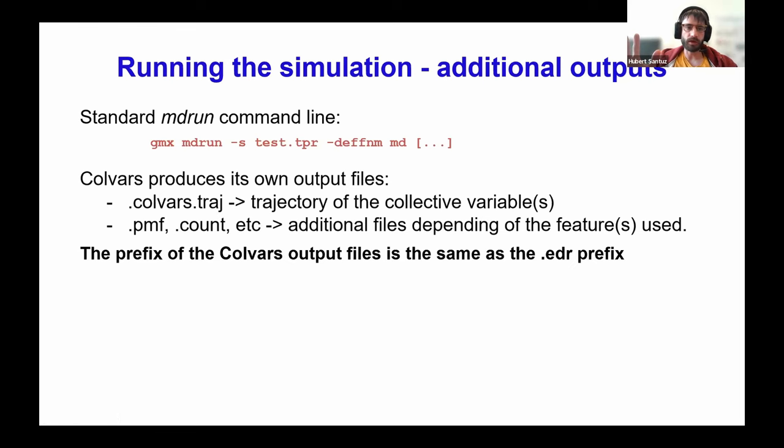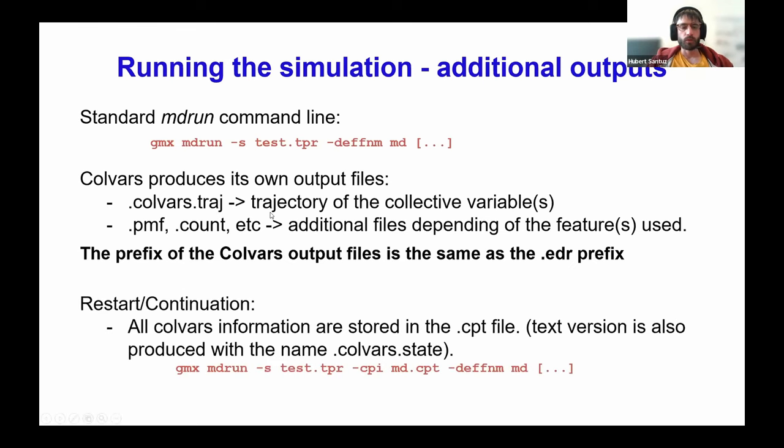For all these Colvars output files, the prefix will be the same as the prefix of the energy file of GROMACS, the .edr file, meaning that if the EDR is called md.edr, you will have md.colvars.traj or md.pmf, etc.